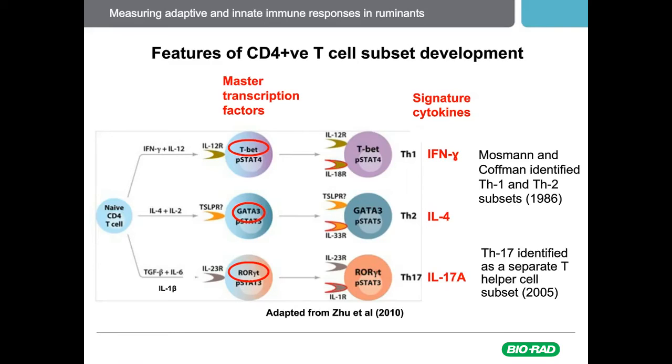The Th17 subset was described much later, in 2005, and because of that, certainly our ability to look at that subset in veterinary species has lagged very much behind, because we've not had the reagents, and people certainly weren't looking for them until fairly recently.